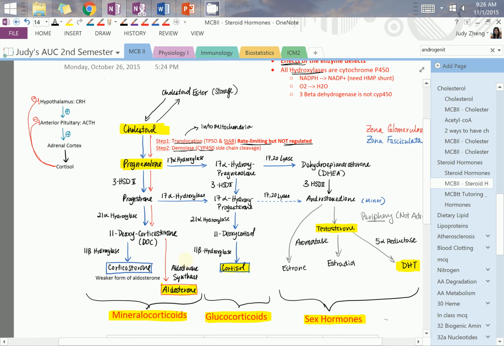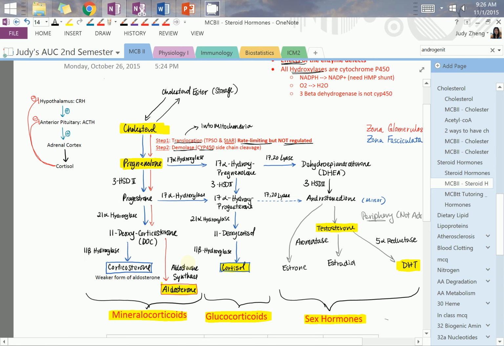Okay, so let's talk a little bit about how this whole thing happens. Basically, with all of these endocrine organs, the hypothalamus will send a signal, in the form of some sort of releasing hormone. The releasing hormone tells the anterior pituitary here to secrete ACTH. And ACTH then goes to the adrenal cortex, and that's what we just discussed, where the adrenal cortex will give you all these three products.